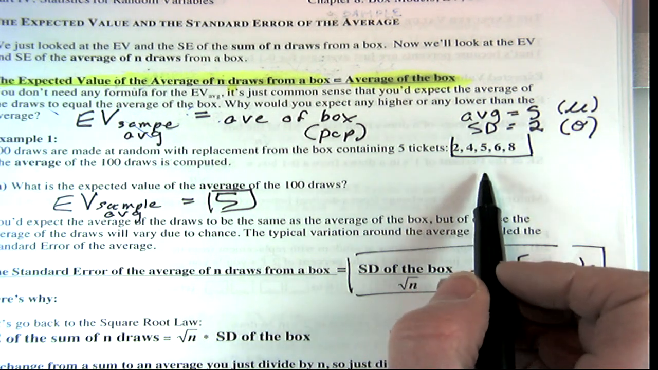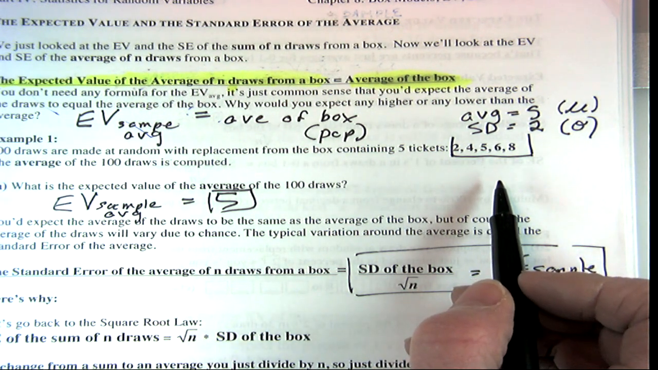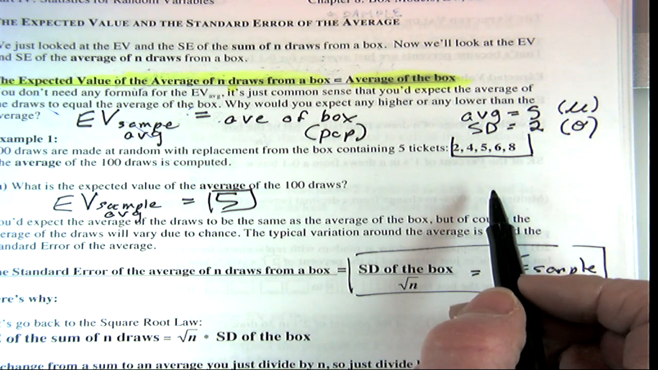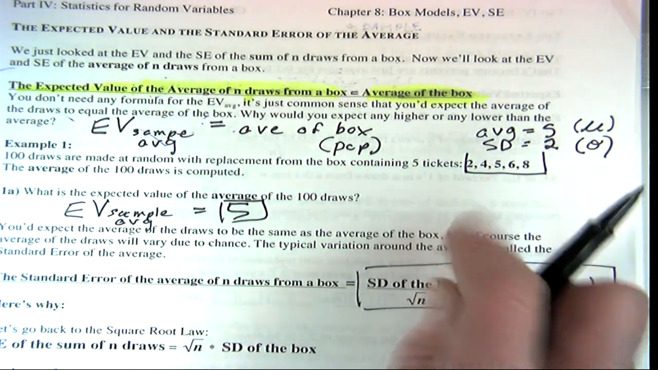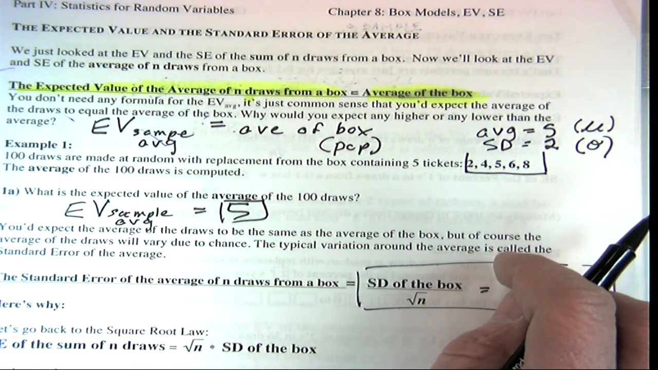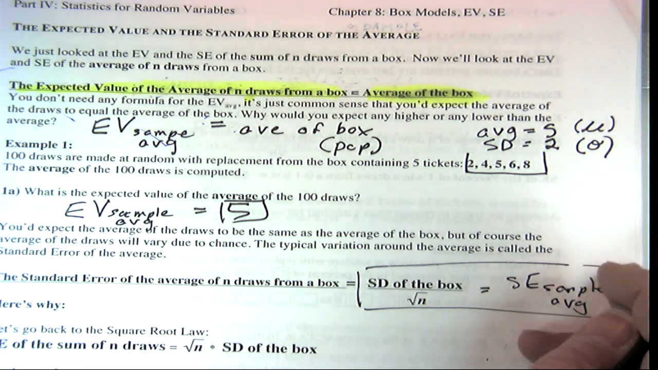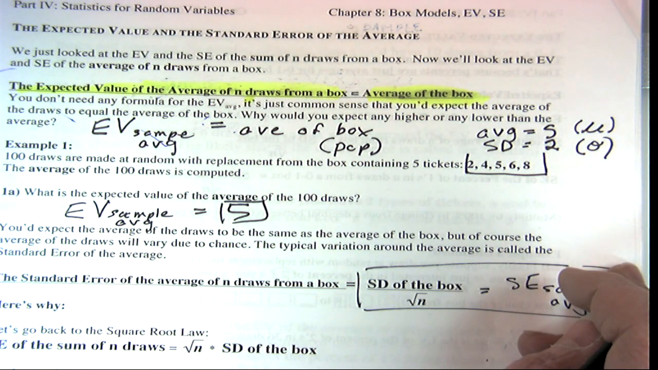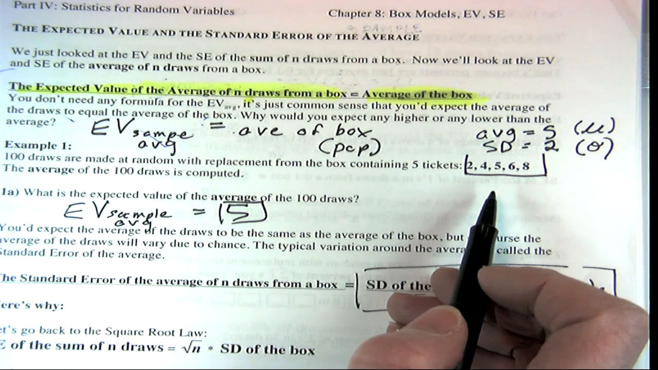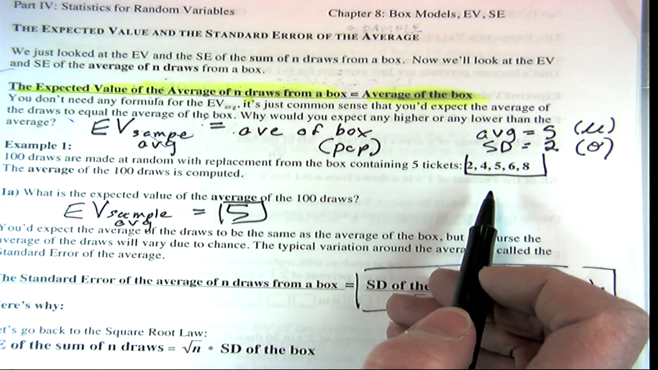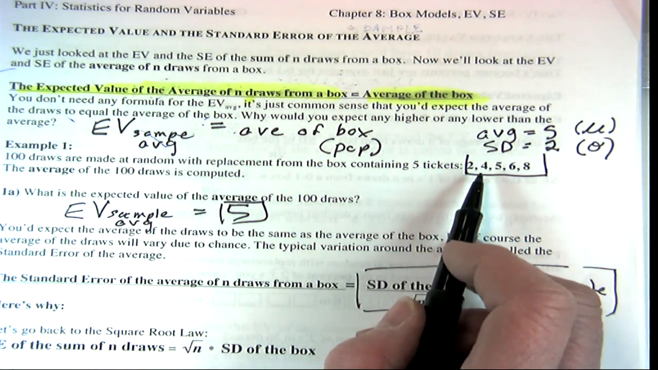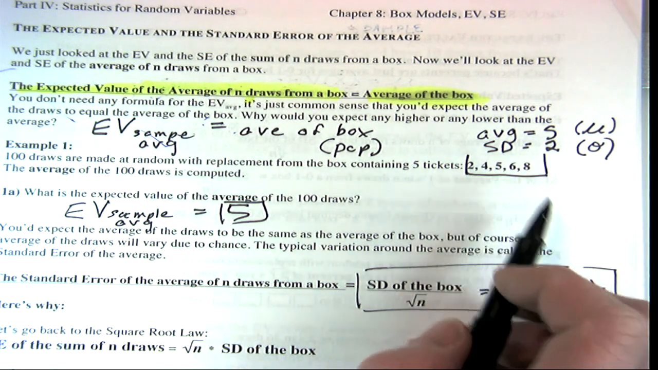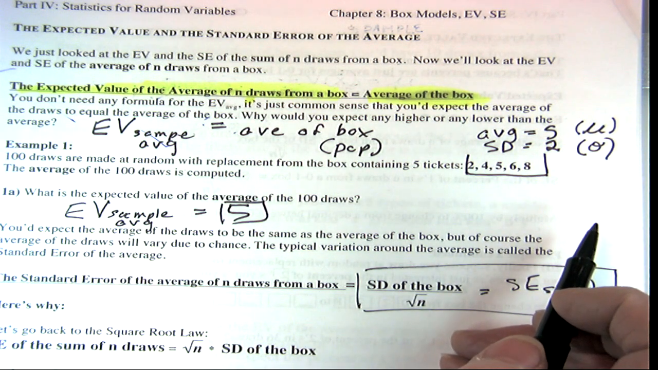Wouldn't you expect that if you draw from here more times, the average of all those draws will be closer to 5? If you just drew once or twice, you wouldn't expect to get an average of 5, right? But if you drew 1,000 times, wouldn't you expect to get an average close to 5? The bigger your sample is, the more your error is going to get less and less, and your sample is going to reflect an even distribution of 2s, 4s. It's going to resemble the box distribution more and more, right?